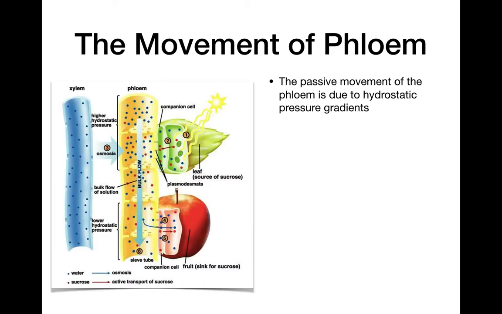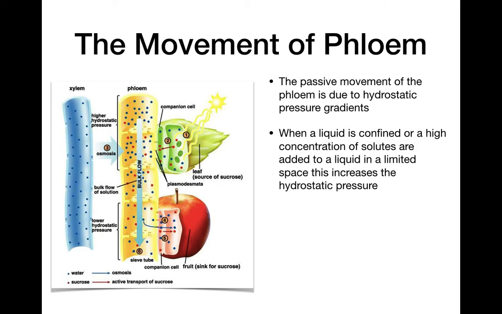Okay, so it's passive because we have these hydrostatic pressure gradients. So hydrostatic pressure is we have this high pressure due to water. Right, the water concentration here is really high, so it causes pressure. It's called bulk flow of the solution moving towards a sink. In this example, it's an apple, a fruit.